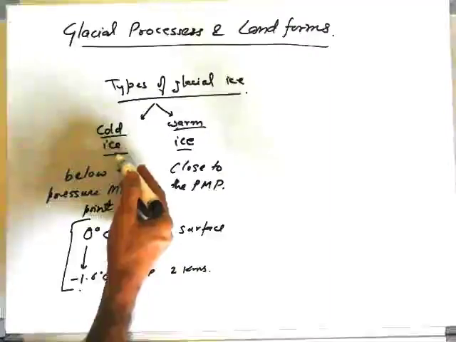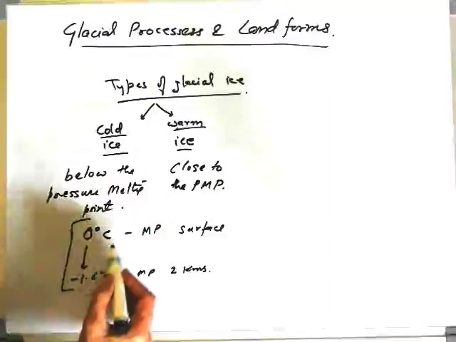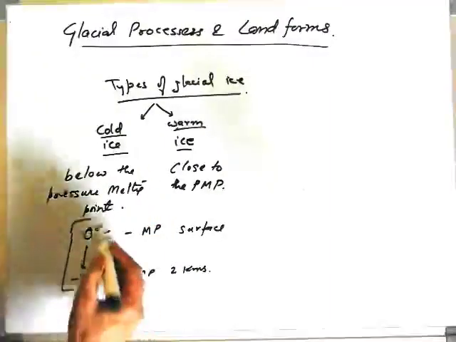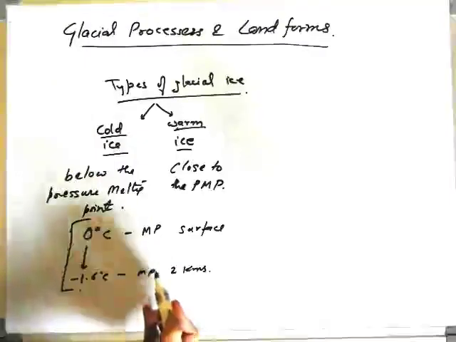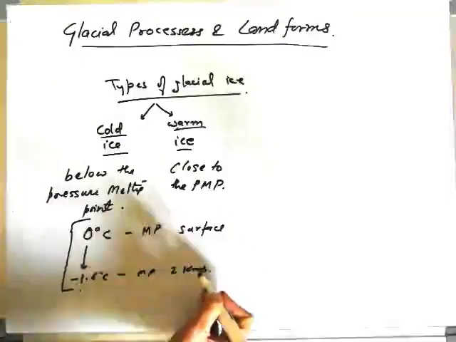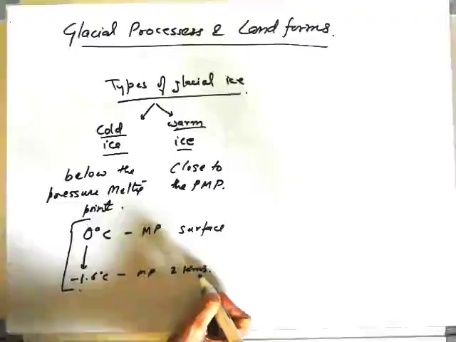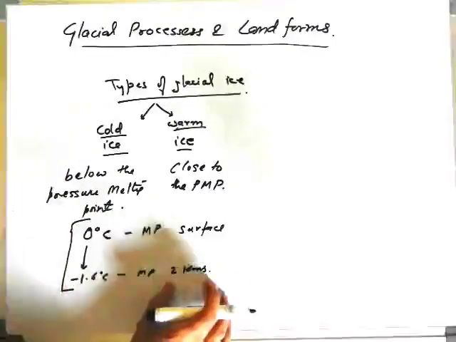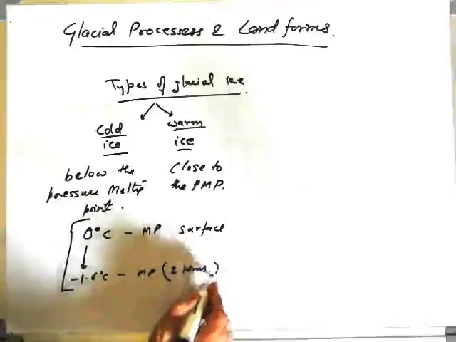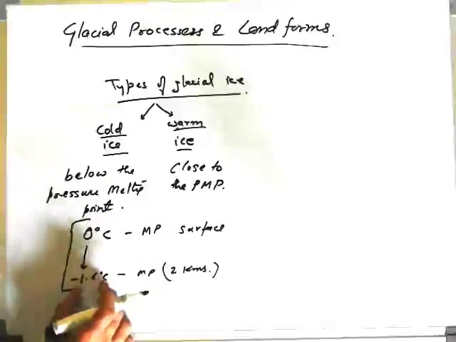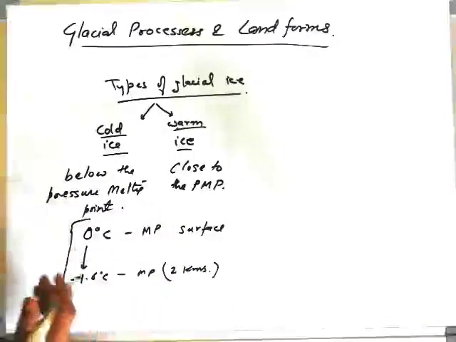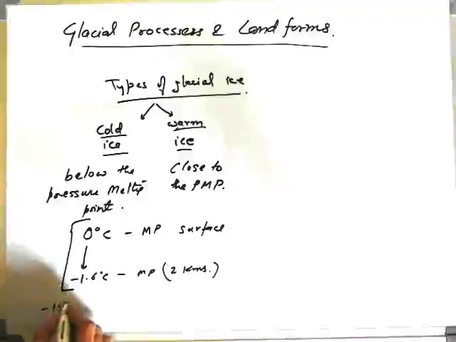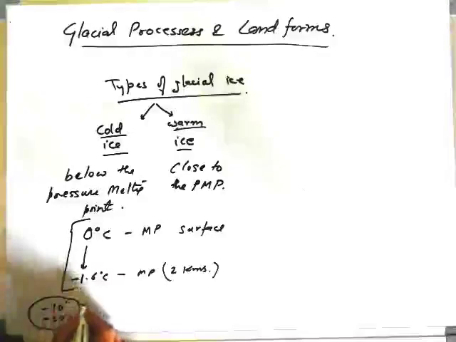So cold ice is that ice which is quite below the pressure melting point, whether the ice is at the surface or at a deeper level. So if we are talking of ice at, let us say, 2 kilometers depth, it should be far less than that melting point, at least, let us say, minus 10 degrees or minus 20 degrees. So this will be cold ice.